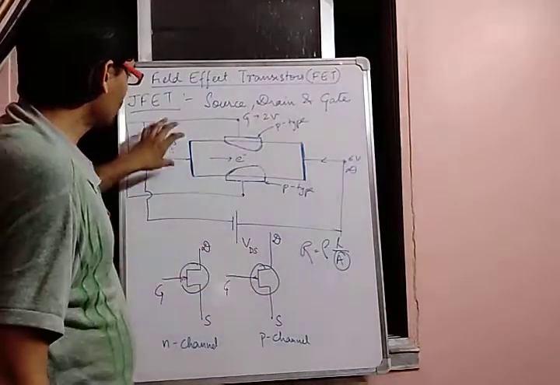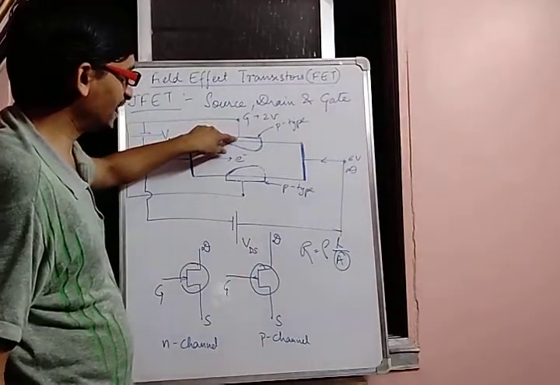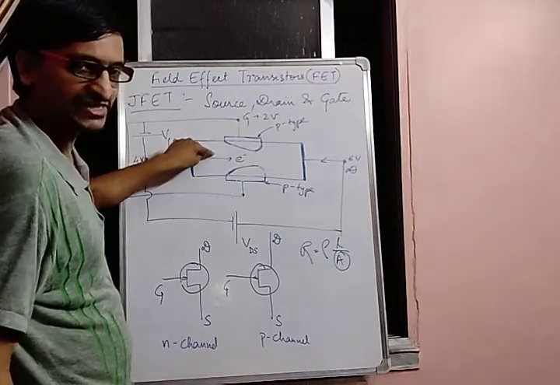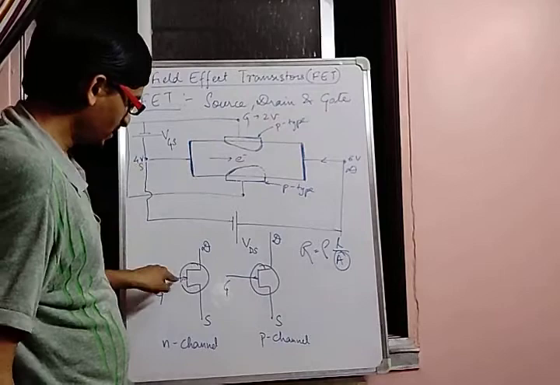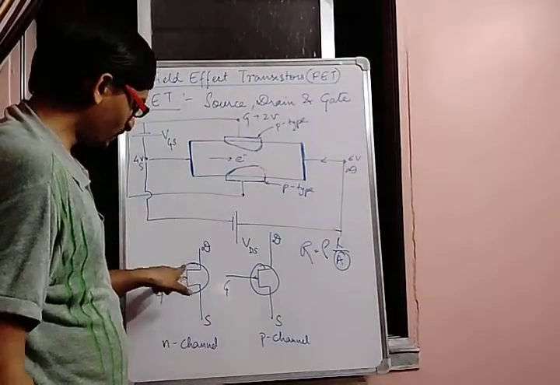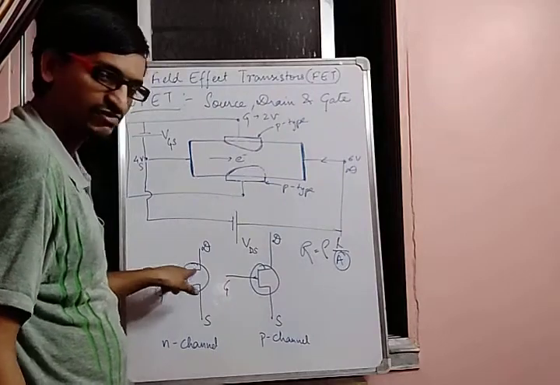If we forward bias it, then basically this is P type. So as a result, current will flow from this P type to this N type region, that means from this region to this region. That means the current will be flowing inwards. So for that reason, the direction of the arrow is inwards.